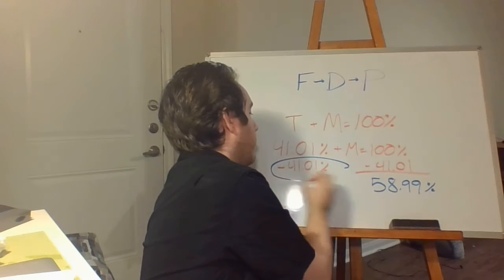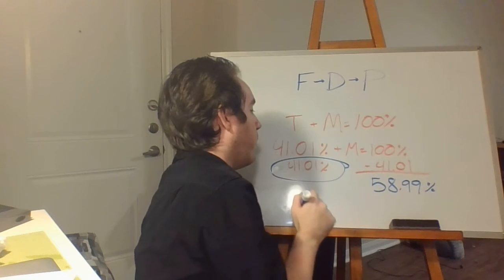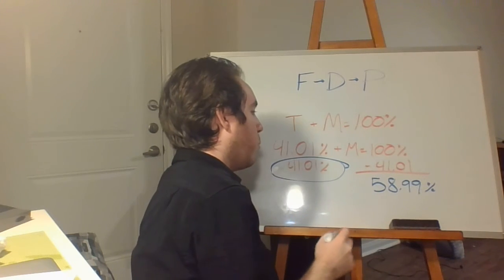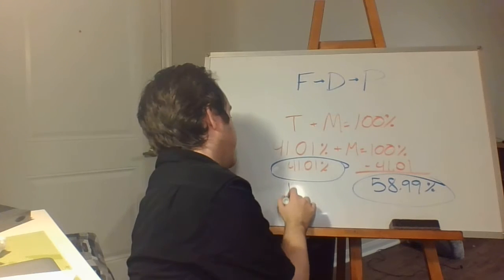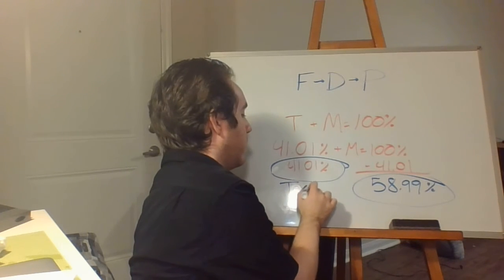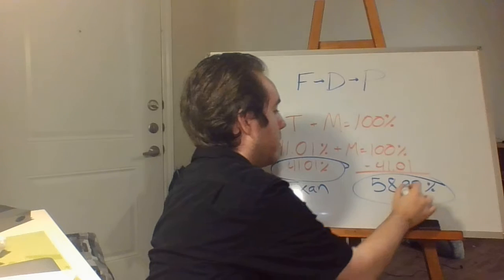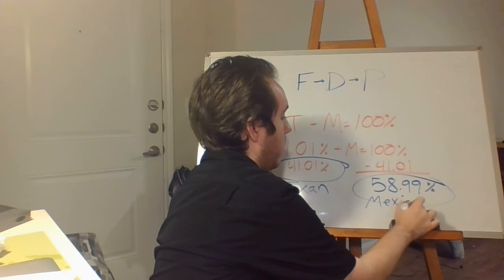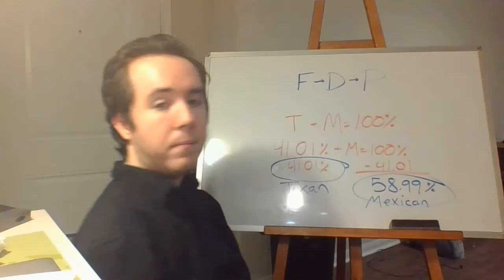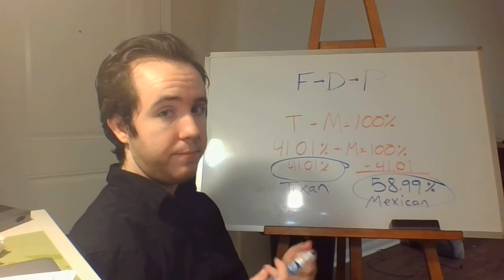So you'll put this 41.01% on one of them, 58.99 on the other. This is the Texan soldiers, and these are the Mexican soldiers. All right. So there you have it.